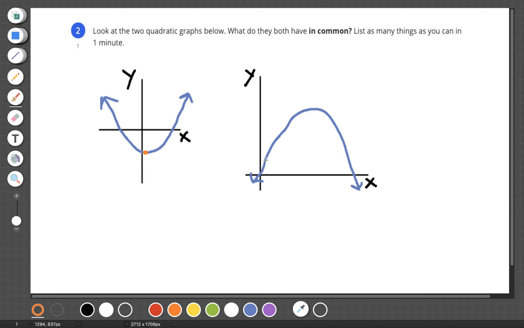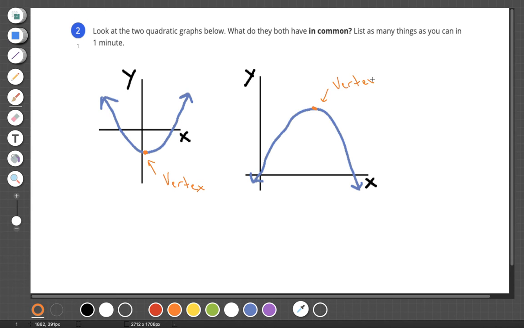If I'm reading from left to right, I'm following this up and up and up and up, and eventually it hits some point right here. And then that's when it turns around and starts going down. Well, that point has a name, and that point is called our vertex. Okay, so this is our vertex.